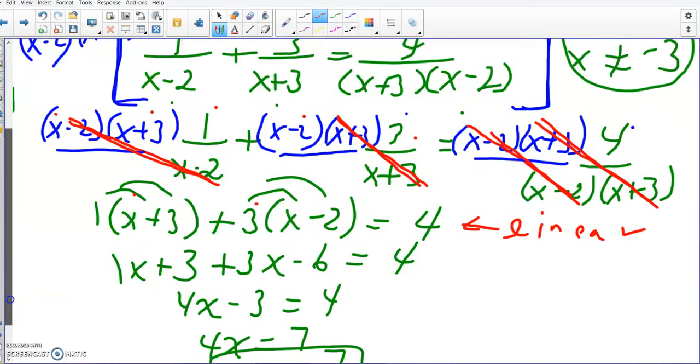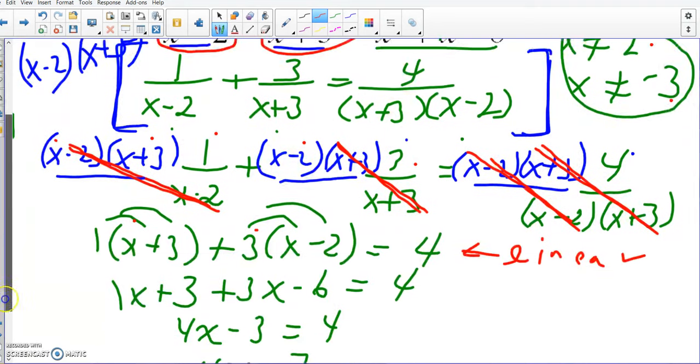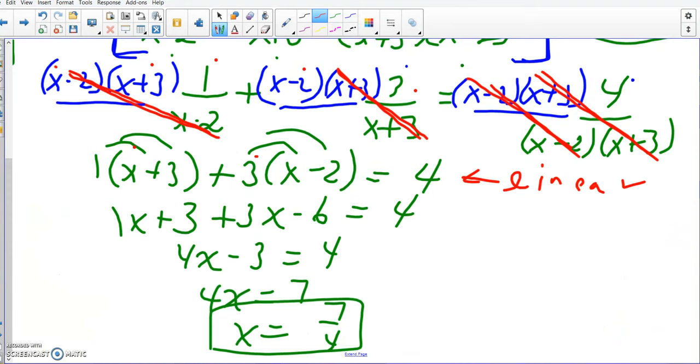I want to go back up to the original equation and ask myself, what values can x not be, if any? So I looked at the first denominator and said, okay, if the denominator is x minus 2, that means x can't equal 2, and it also can't equal negative 3. Since 7/4 does not equal 2 or negative 3, it is not extraneous, so I know that 7/4 is my answer. It's important to always check your work.